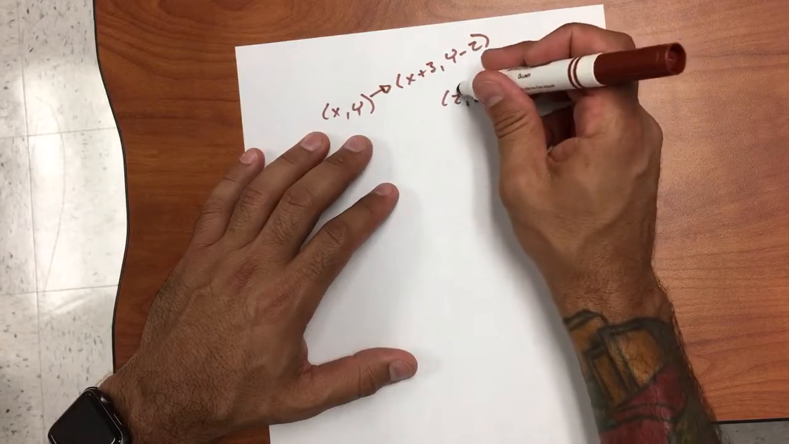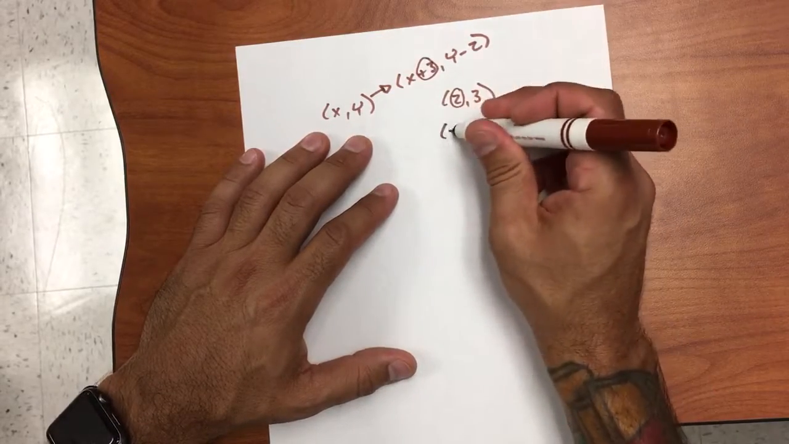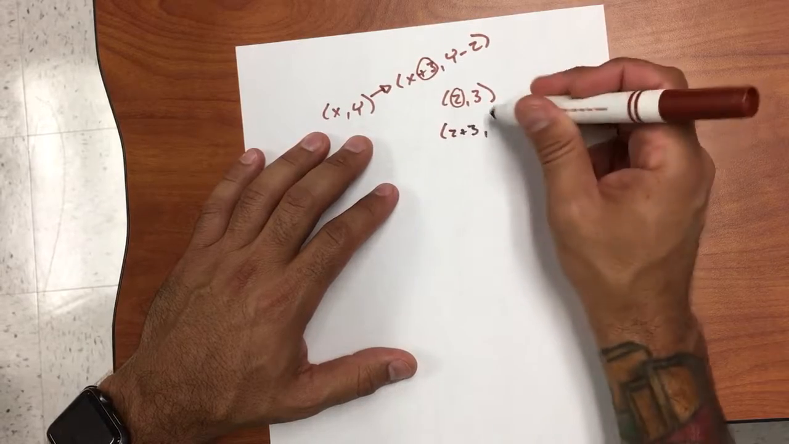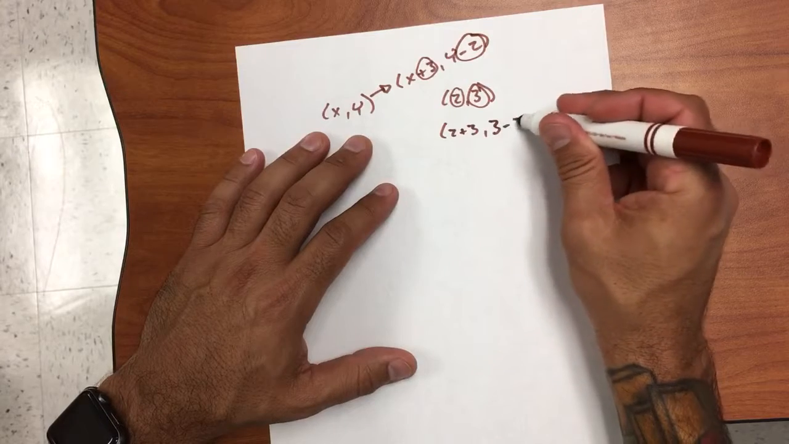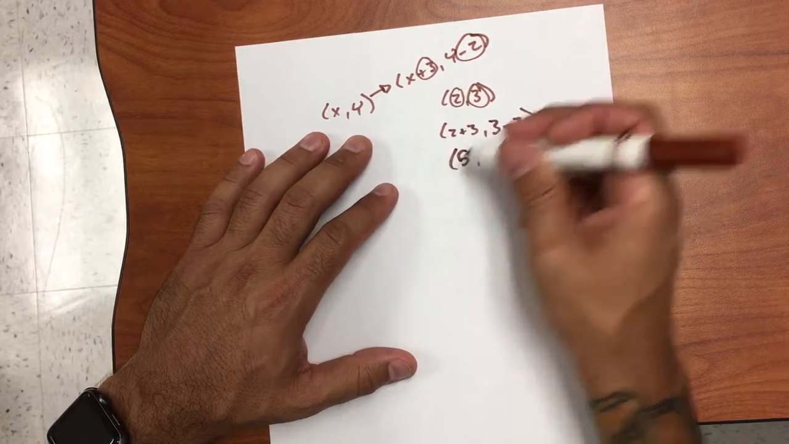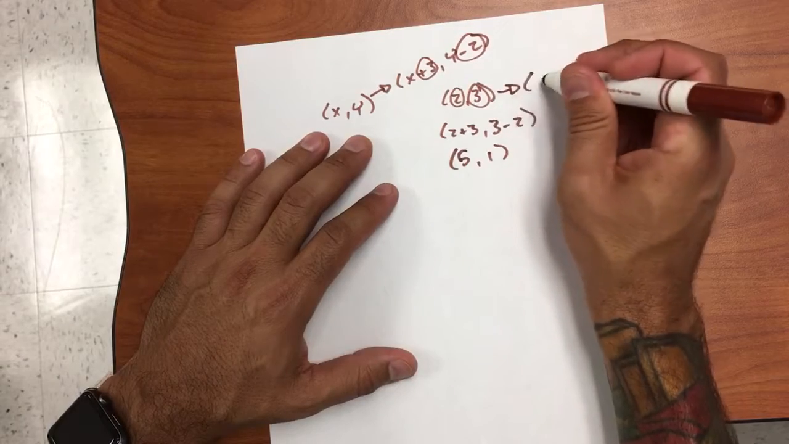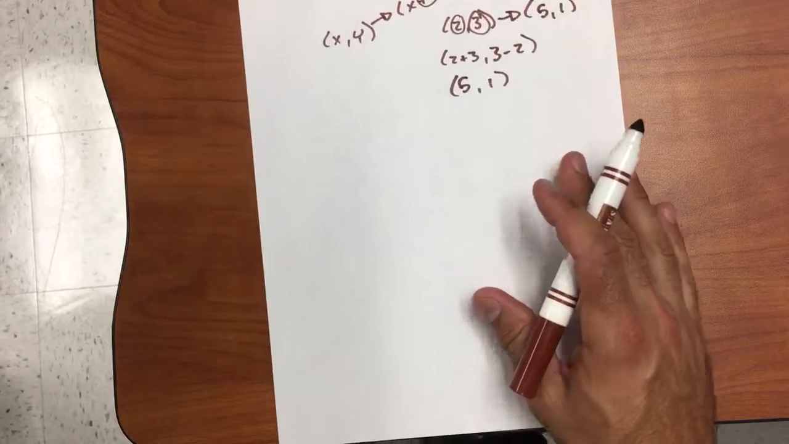So that means that I take this x and I add 3 to it. So I go 2 plus 3. I take this y and I subtract 2 from it. 3 minus 2. So that's going to give me 5 and 1. And that's what this point becomes. So I draw the arrow to show that this point became this point. So that's what we're doing.